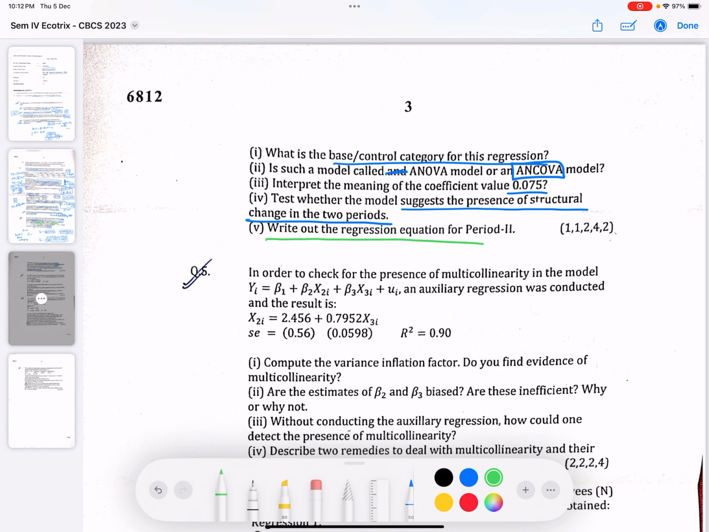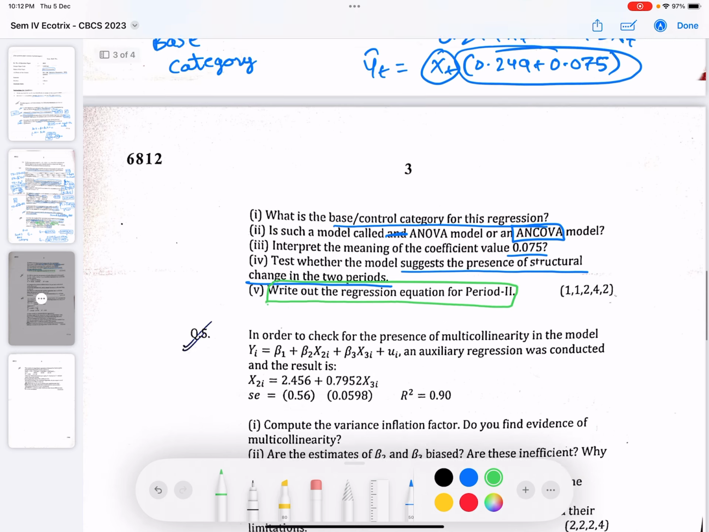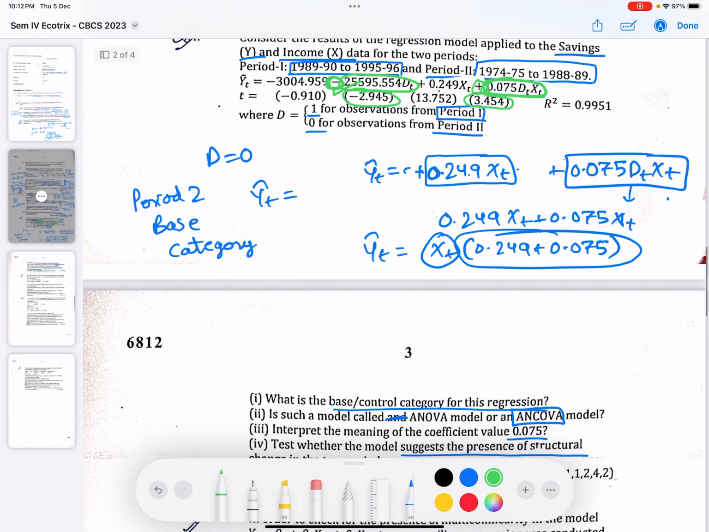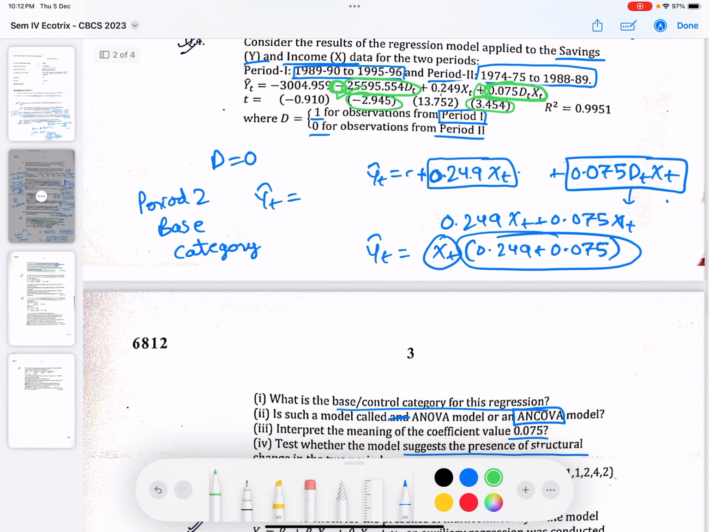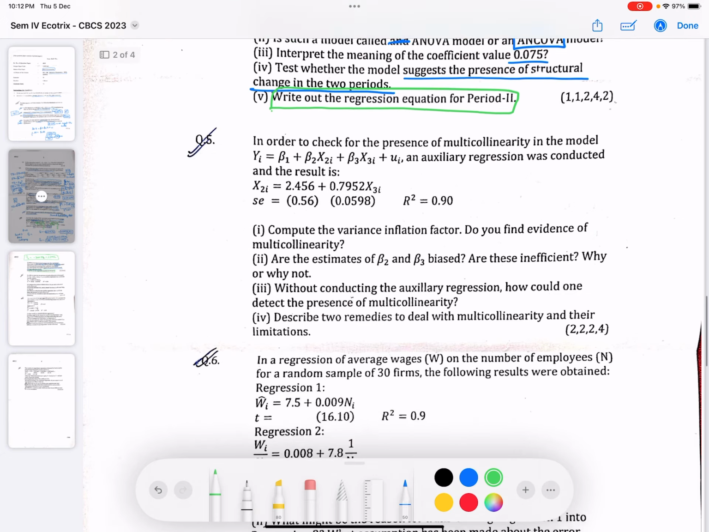We are supposed to write out the regression equation for period 2. So in period 2, I'll write it here. For period 2, yt hat is 959. This will take value 0 since we are talking about period 2. Plus it would be 0.249 xt. This would be the equation for period 2.